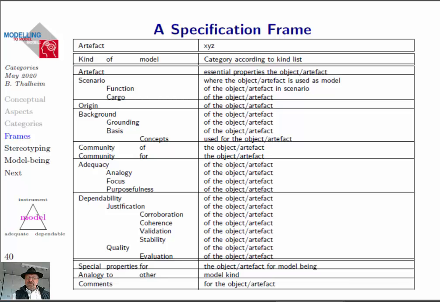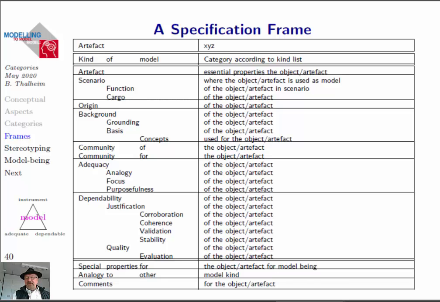Additionally, we can describe the origin. Additionally, we can somehow relate to the background, especially the grounding and the basis, and maybe in a specific manner also we can describe the concepts that are of importance. And then we can at least describe some part of the community. What is the community of the given origin and artifact? And what is the community for this model?